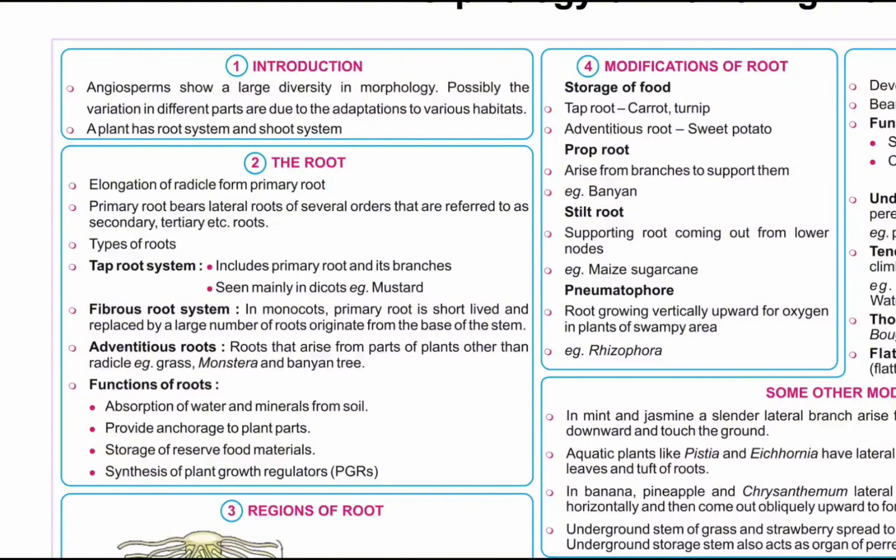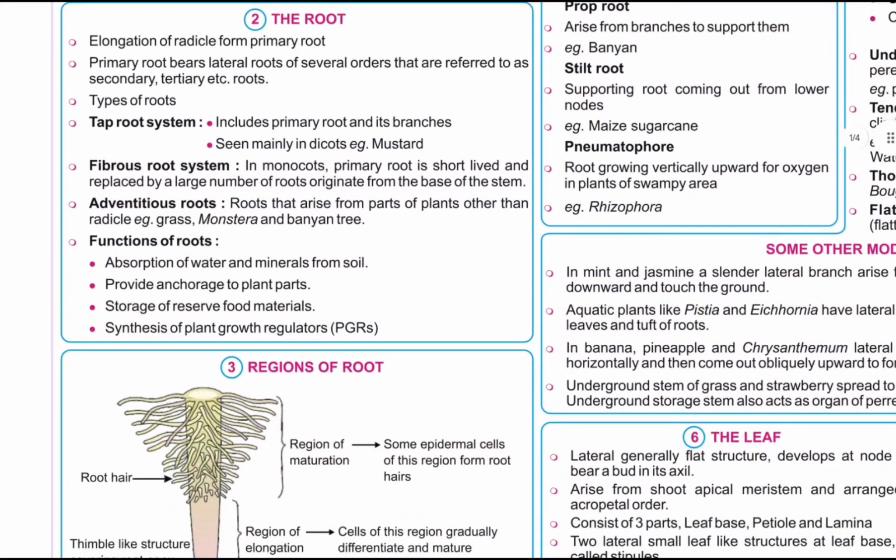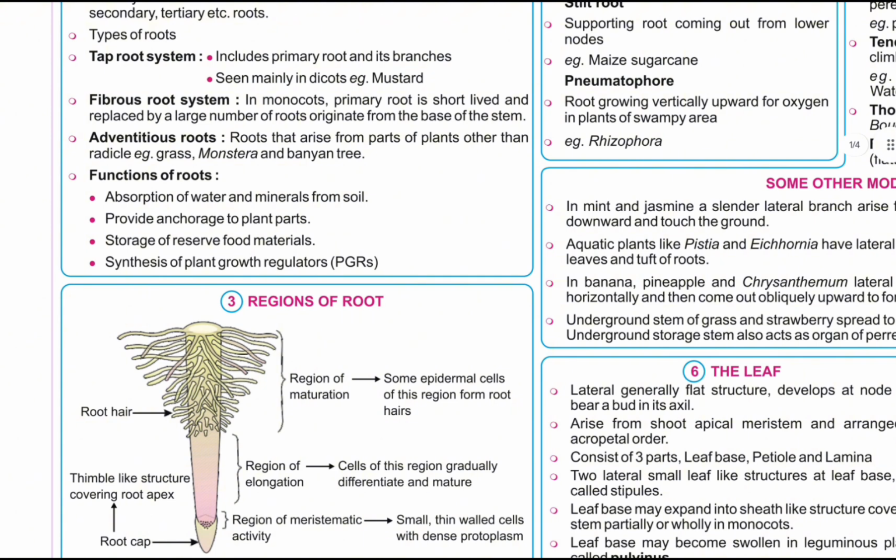Fibrous root system. In monocots, the primary root is short-lived and replaced by a large number of roots that originate from the base of the stem. Adventitious root. Roots that arise from parts of plants other than the radicle, example grass, monstera, and banyan tree. Functions of roots. Absorption of water and minerals from soil, providing anchorage to plant parts, storage of reserve food materials, and synthesis of plant growth regulators.